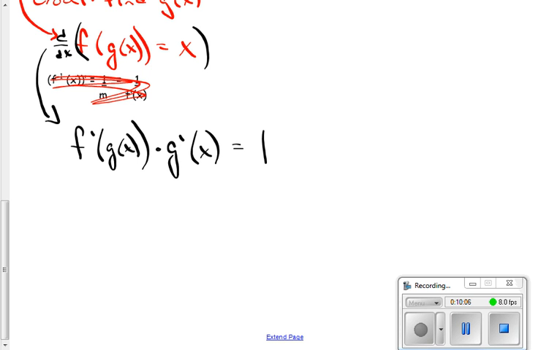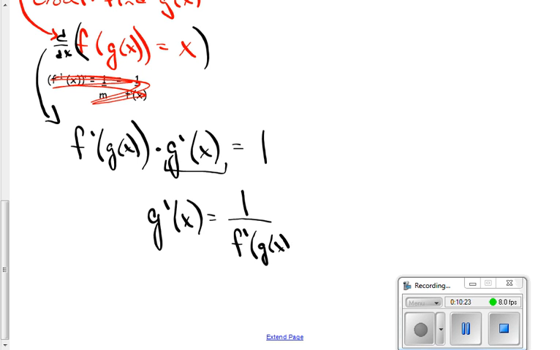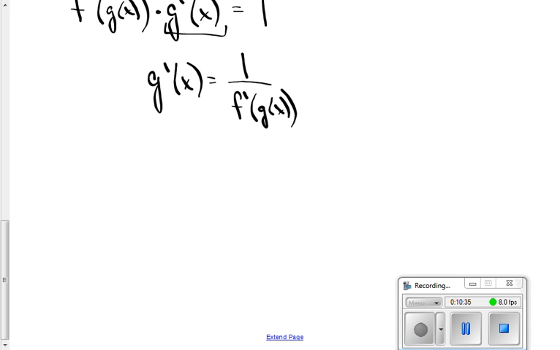What's the derivative of the right-hand side? 1. What's our goal? Our goal is to find an expression for g prime of x. So what should we do? Let's divide. G prime of x is equal to 1 divided by f prime of g of x. Good? We don't like g's in our answer because g was a name we made up for this problem. What should I put back in here?